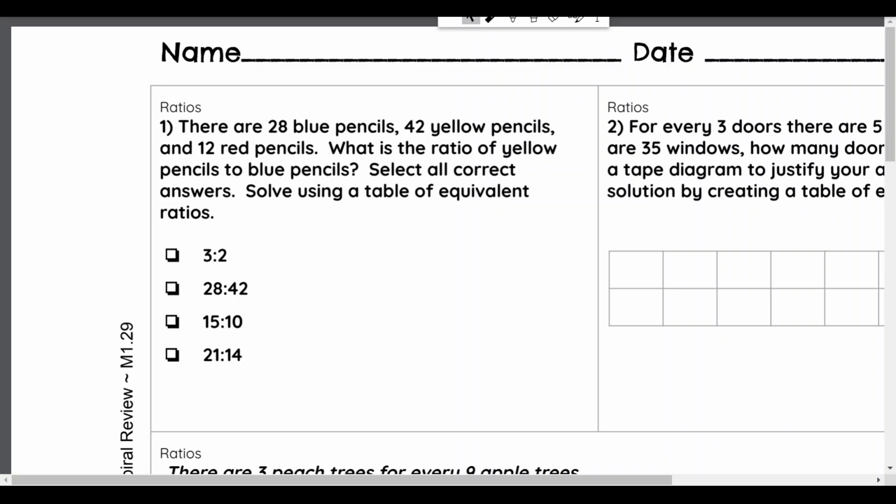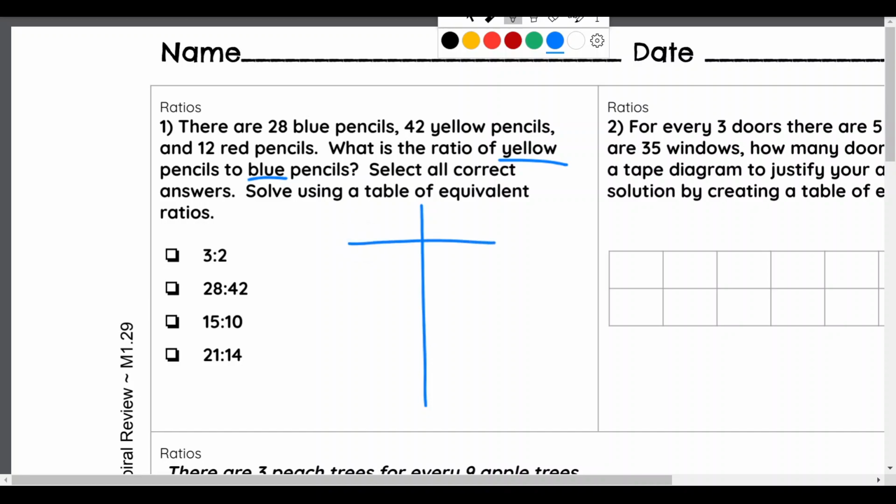All right, taking a quick look at M1.29 ratios. There are 28 blue pencils, 42 yellow pencils, and 12 red pencils. What is the ratio of yellow pencils to blue pencils? Select all of the correct answers. So there are 4 to pick from here, and use a table of equivalent ratios.